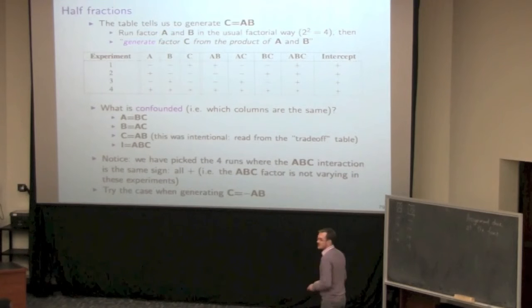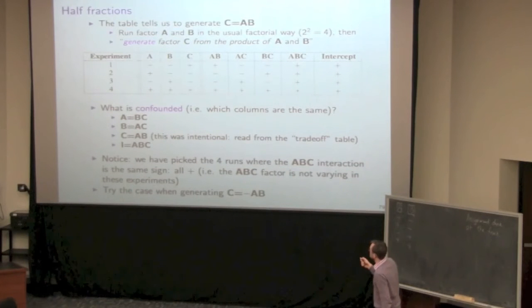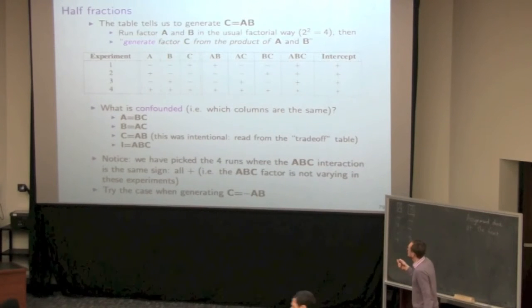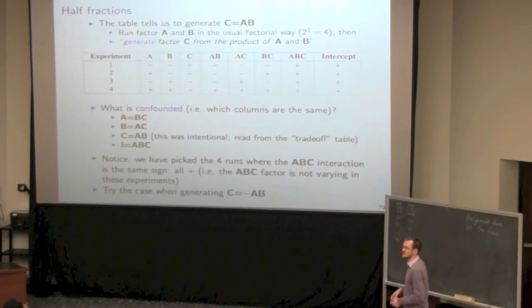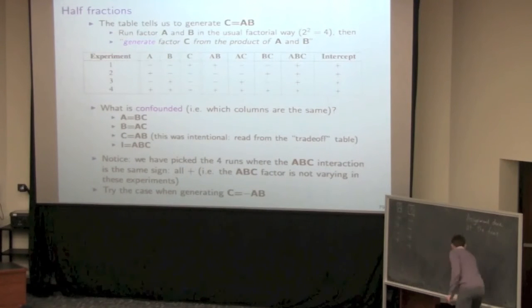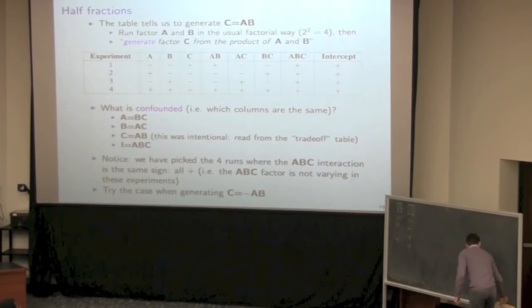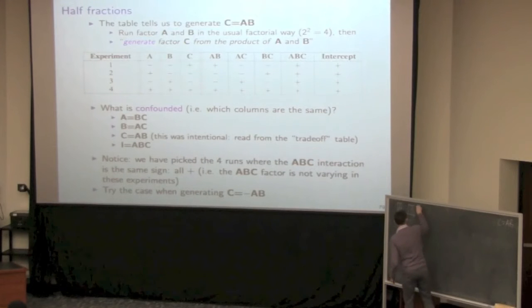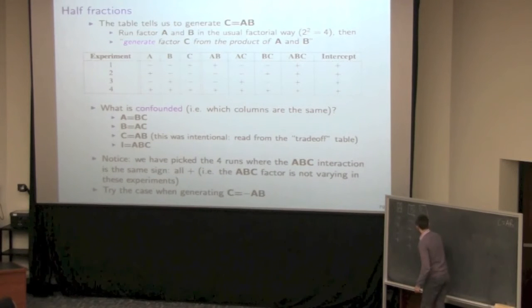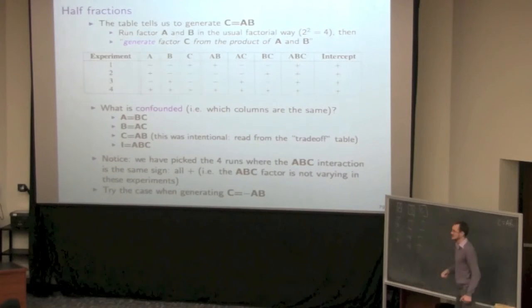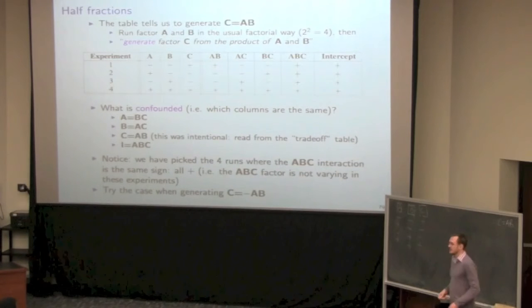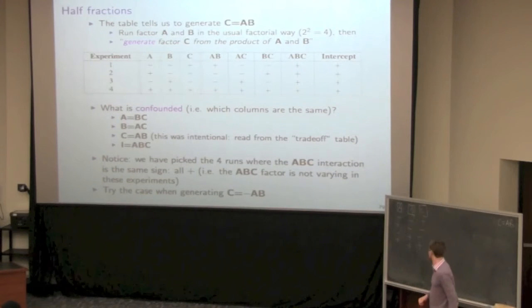C is generated. C is in fact a new term; anything you put in is a new term. C is generated from the product of A and B. That's what you read from the table. The table tells you to set C equal to AB. So we go do exactly that. C is then plus, which is minus times minus. Plus times minus is a minus. Minus times plus is a minus. And plus times plus is plus. So that's the four experiments you can do, and those are the combinations of A, B, and C.